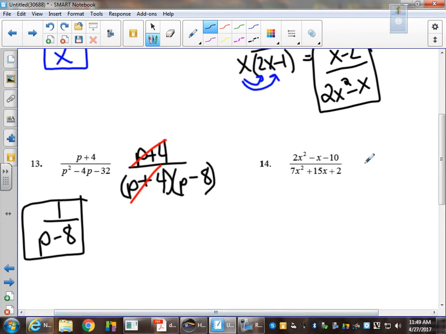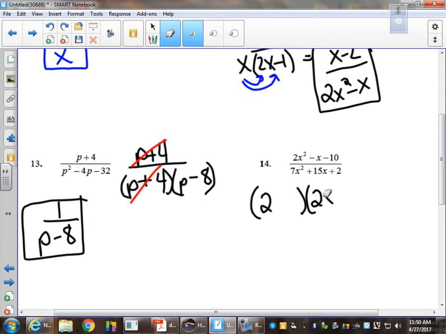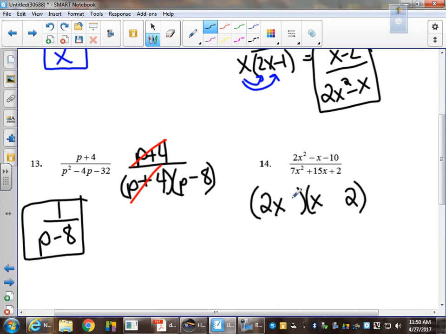Number 14, we can factor the numerator. 2x, x. 2 and 5 multiplied to 10, so that's the factor we're going to use. There's going to be a 2 here and a 5 here. Inner 5x, outer 4x. So to get to a negative 1, our 5x has to be negative and our 4 has to be positive.